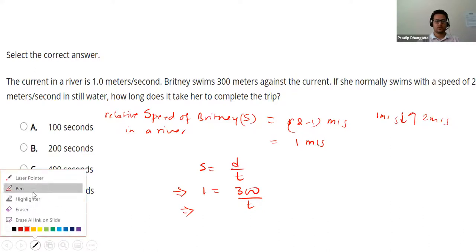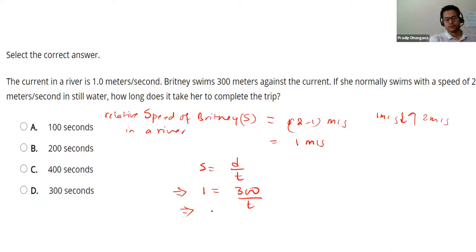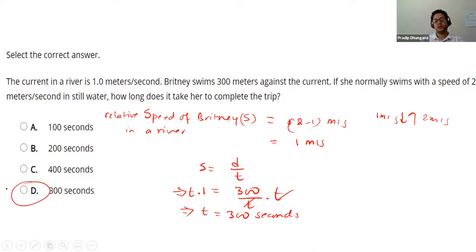Now let me work on that problem. To solve for t, look, this t is in your denominator. Either you cross multiply: 1 times t is t, and 300 times 1 is 300 seconds. Or to get rid of t, multiply both sides by t, so t got cancelled. So t times 1 is t, which is 300 seconds. So the correct choice is D, and it will take 300 seconds for Brittany to complete the trip. Okay, in that way you can solve this problem.